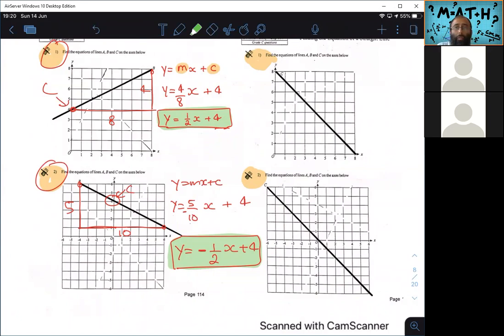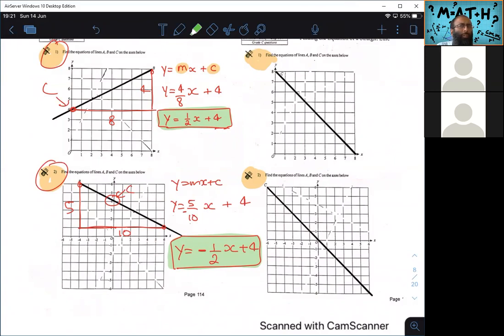A half. I thought the gradient could be anything, but the C has to be the same, because the triangle could be anywhere. Yeah, it doesn't matter what size triangle you choose, the gradient will always be the same regardless of how big or small you draw the triangle. And the C value is where it cuts the y-axis.